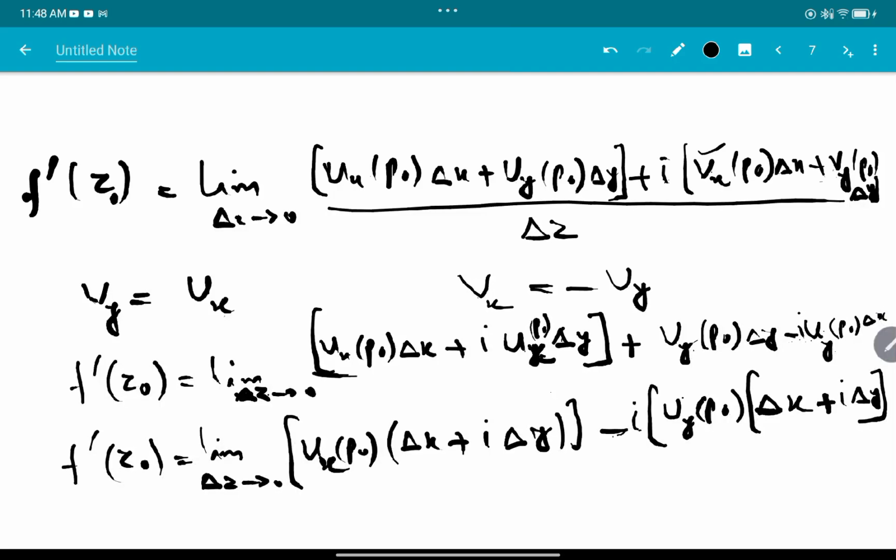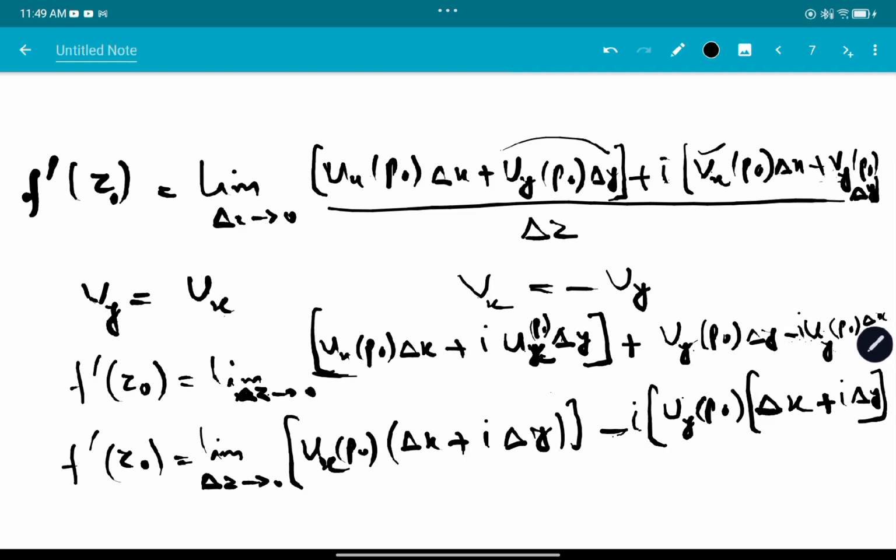Okay, then I had this term vy. vy became ux, but it was combined with this. I have now these two, uy ∂/∂y, and then this term became minus i uy ∂/∂x.